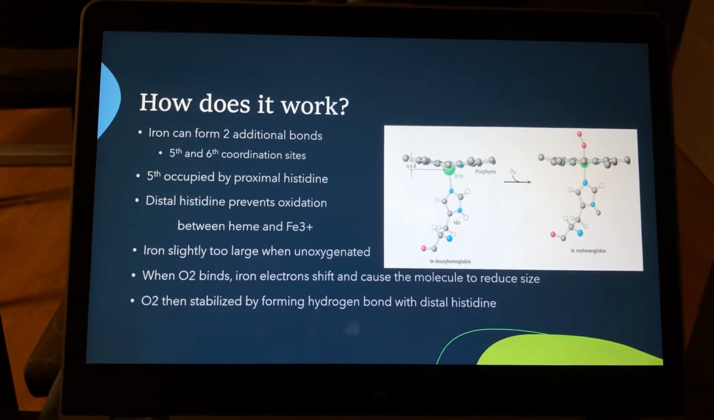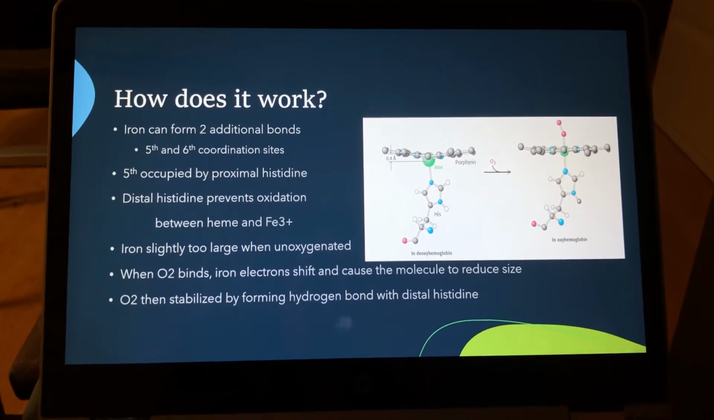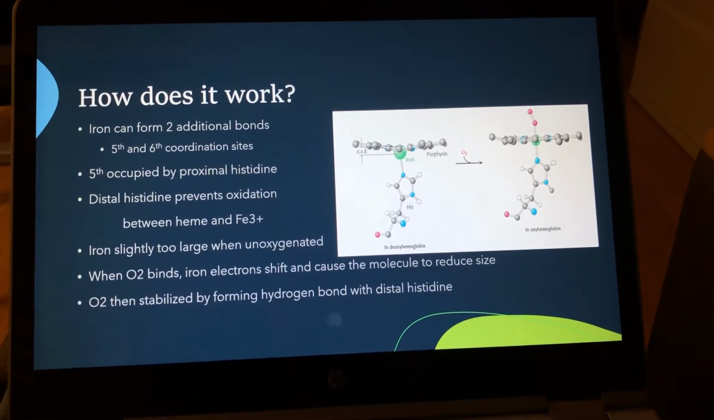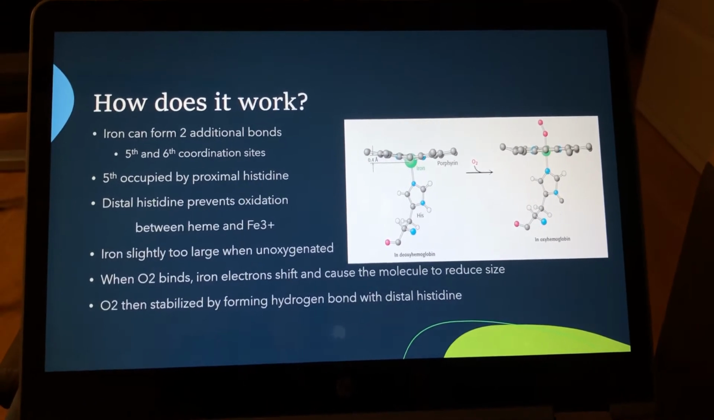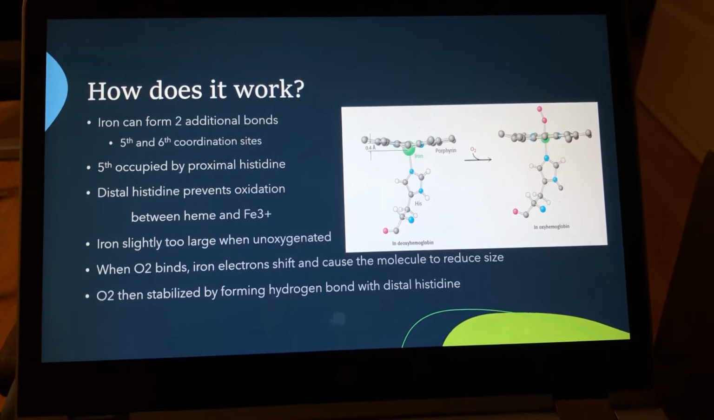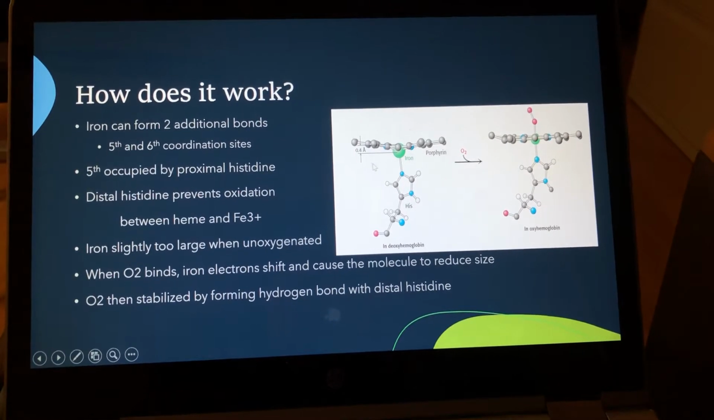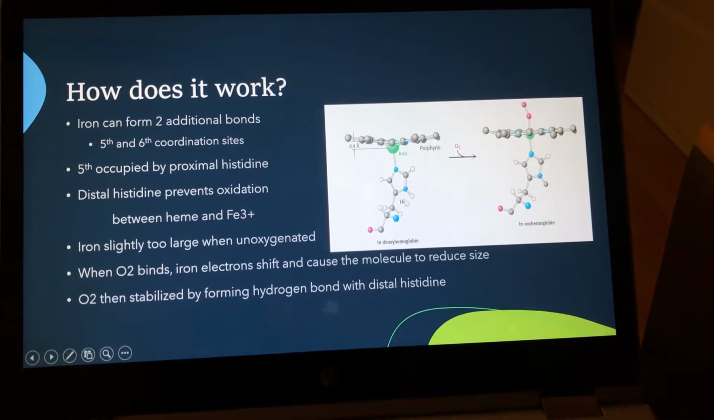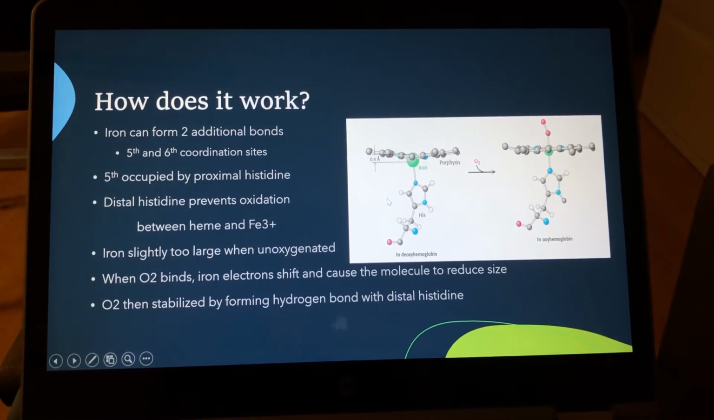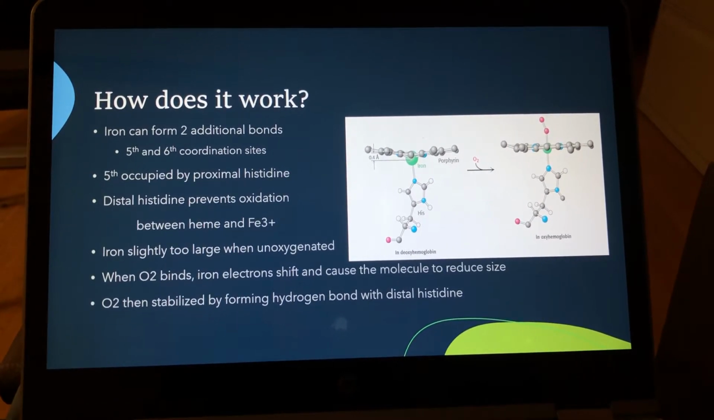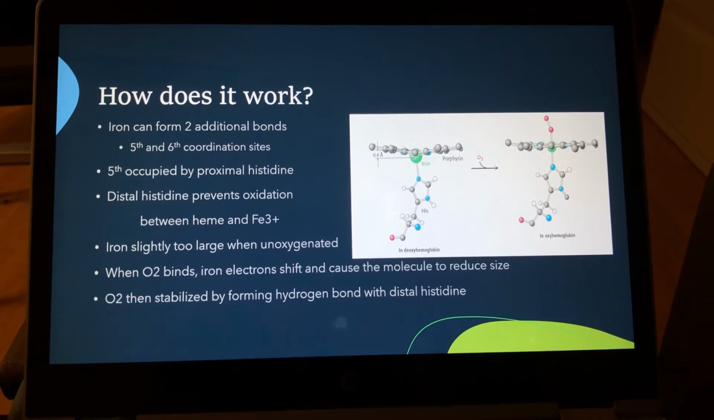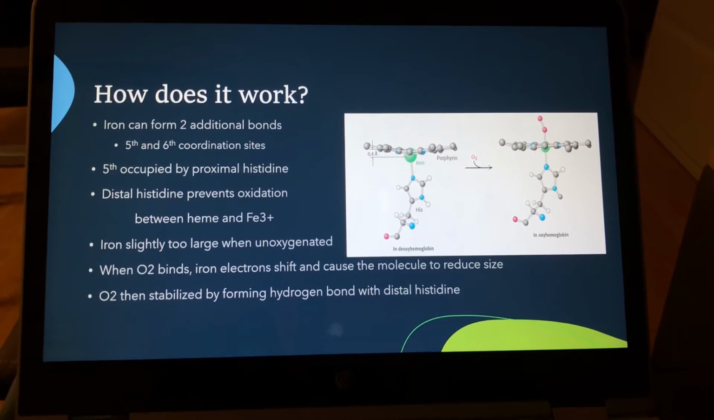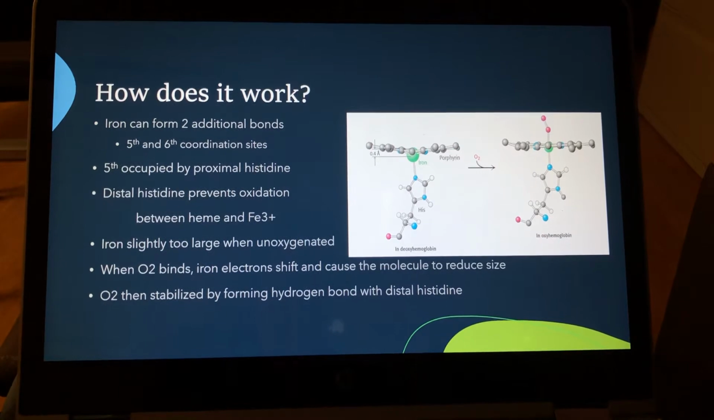Alright, so how exactly does oxygen bind to heme? How does it all work? It starts out with that iron that we initially saw in the other picture. It can form two additional bonds, which are known as the fifth and sixth coordination sites. The fifth site is actually occupied by a proximal histidine, which you can see in this picture. That's this little doodad right here. But the distal histidine site is actually open for oxygen binding. This is situated to prevent oxidation of the heme iron to begin with, but it's also an open spot available for further binding.